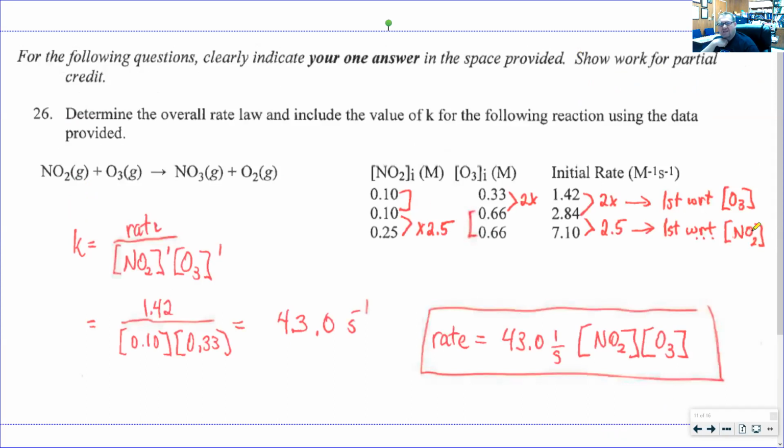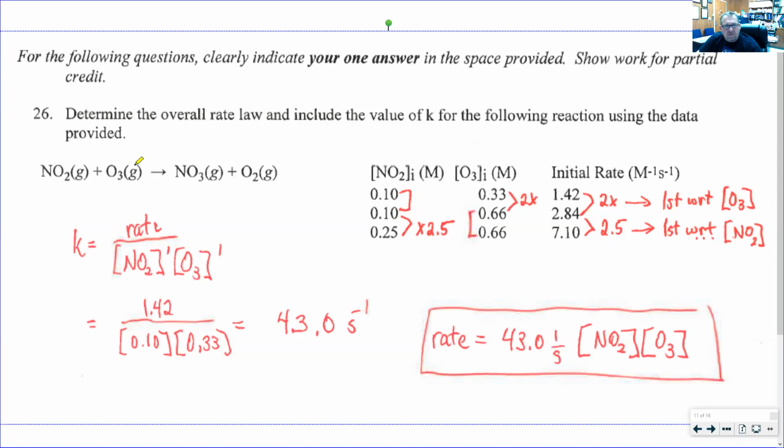All right, so going to the calculation questions, we did pretty good on these, I think, as a class. First one says determine the overall rate law, including the value of K. So we did something very similar to this in lab, and we did several examples of these in class as well.